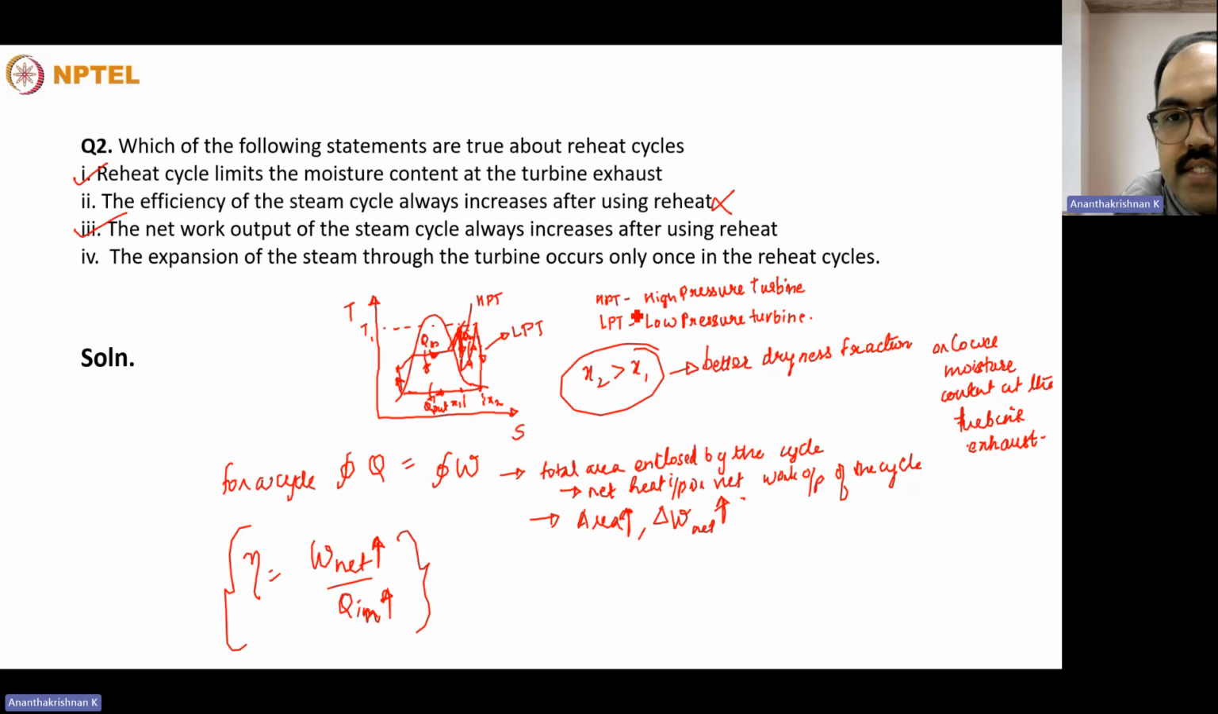Last part, the expansion of the steam through the turbine occurs only once in the reheat cycle. That's wrong, because we have seen there's a high pressure turbine, where part of the steam gets expanded, and there is a low pressure turbine where the remaining part of the steam gets expanded. So option D is wrong. This is a multiple select question where options 1 and 3 are right.